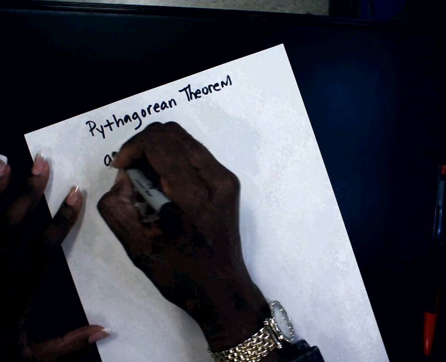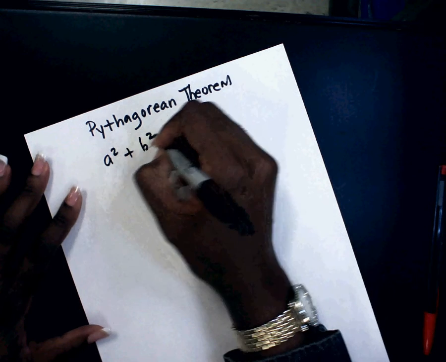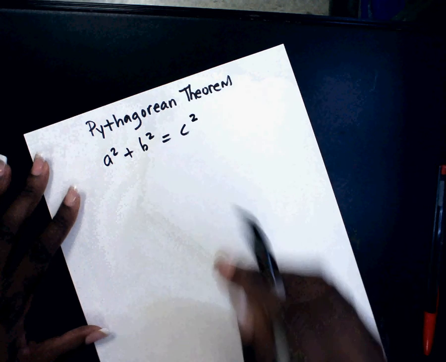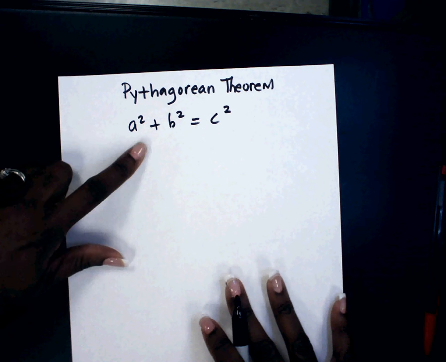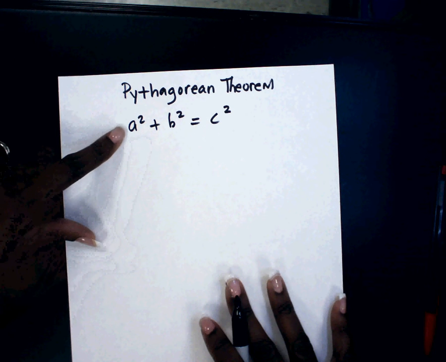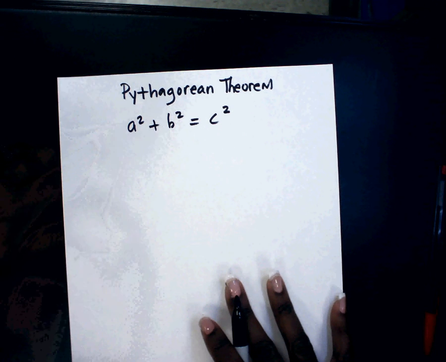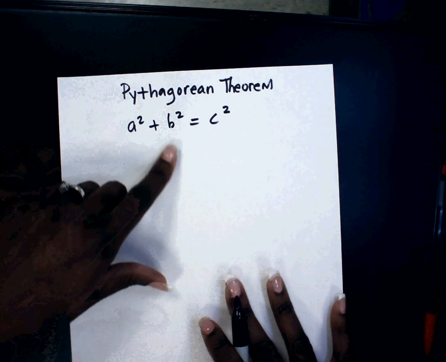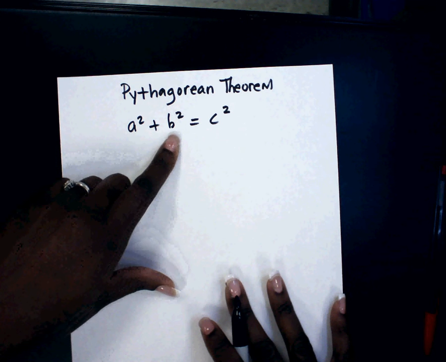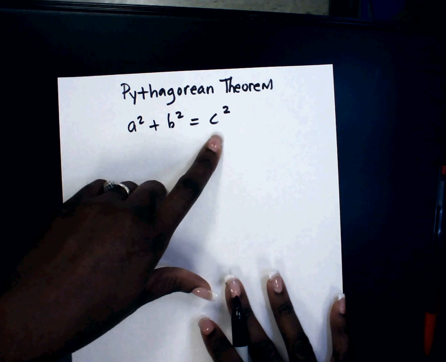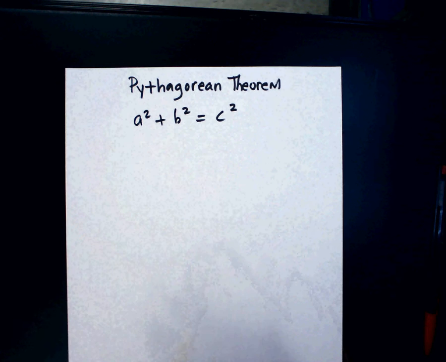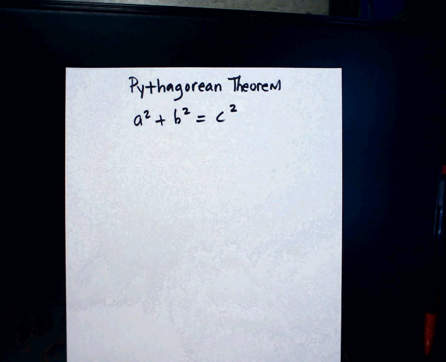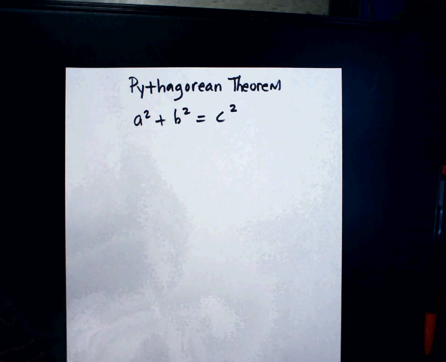We have a squared plus b squared equals c squared. Okay, and so a squared is going to represent one of the sides or the legs of the right triangle, and then b is going to be the other leg, and then c is going to represent the hypotenuse of our right triangle. So let's get started by actually drawing the right triangle first.